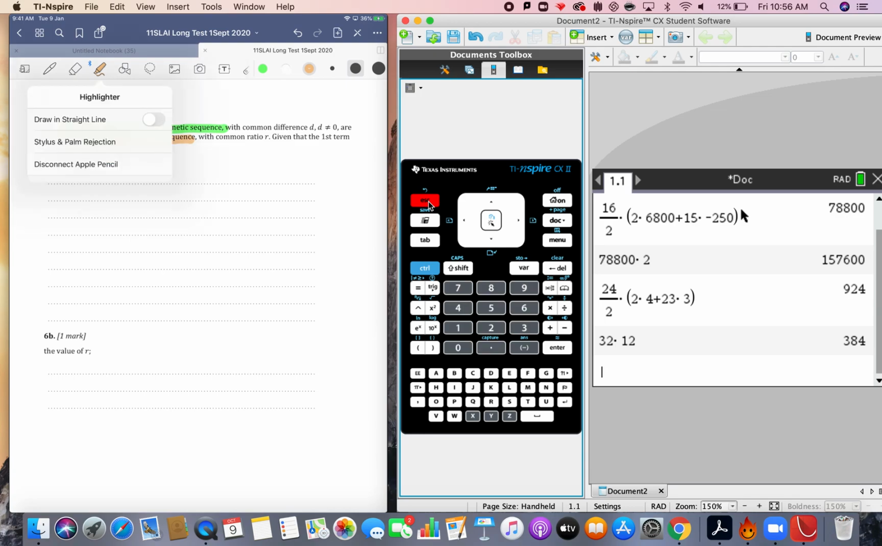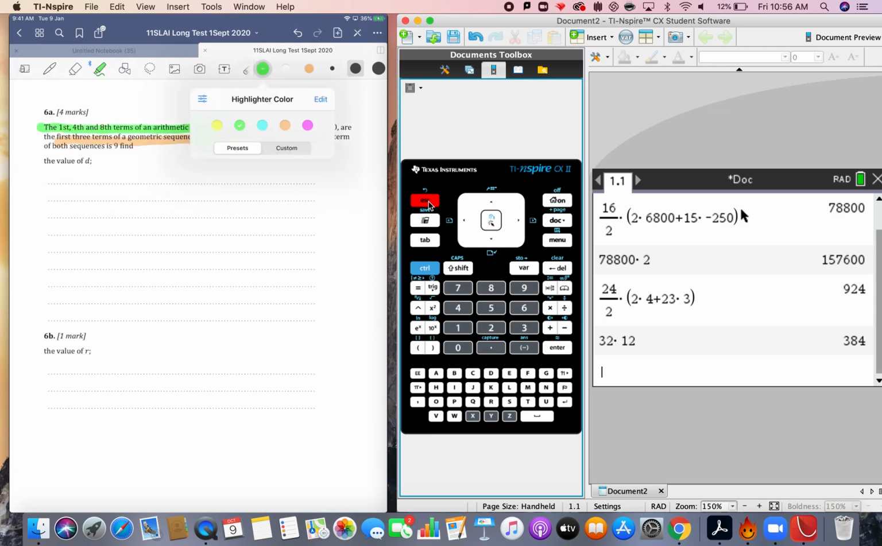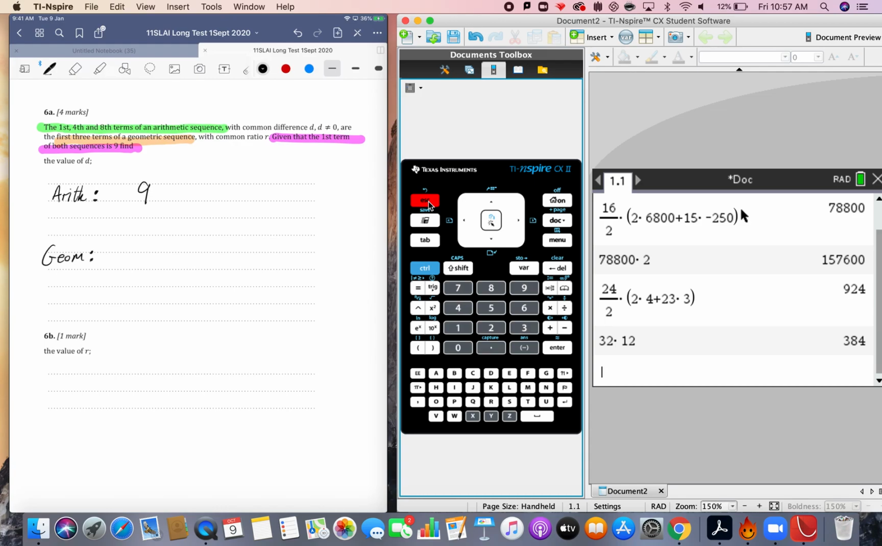Before we go any further, luckily there's just one extra bit of information. It says that the first term of both sequences is 9. So thank goodness, that's a starting point. Let's just try and separate the two. Let's have the arithmetic here. The first term is 9, and the geometric here, the first term is 9.